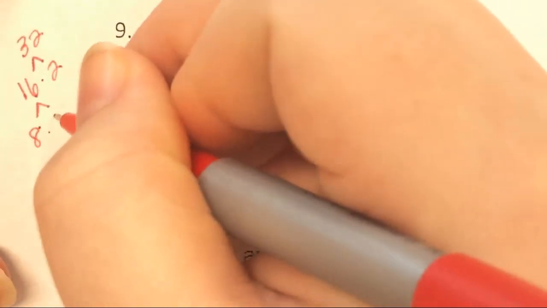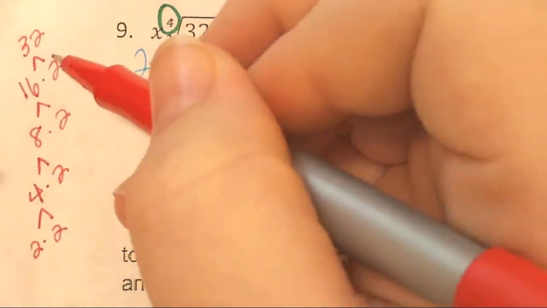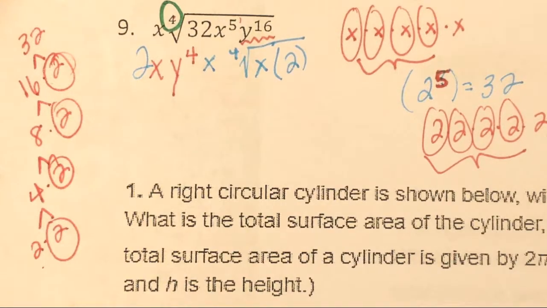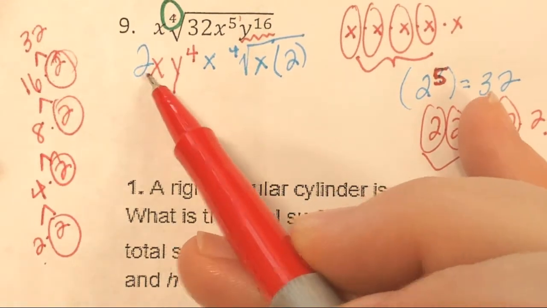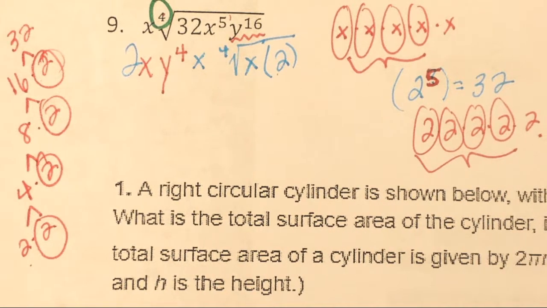Yes. 32 is 16 times 2. 16 is 8 times 2. 8 is 4 times 2. 4 is 2 times 2. My index is 4, so I need 4 of them. 1, 2, 3, 4. 1's left out. So that's why 1 comes out, and there's a 2 left under the radical. Okay, but I need to clean up this answer.